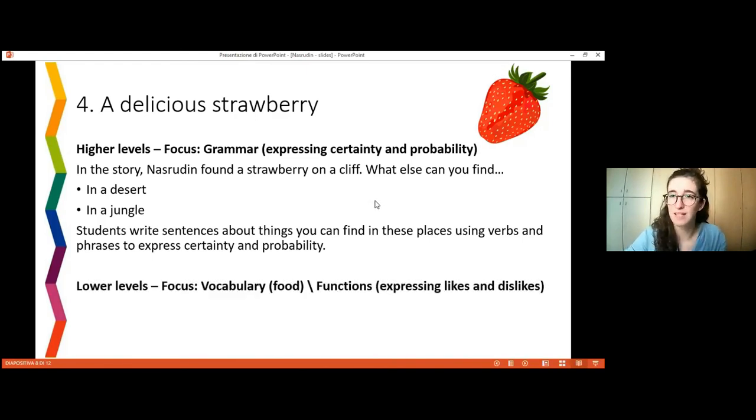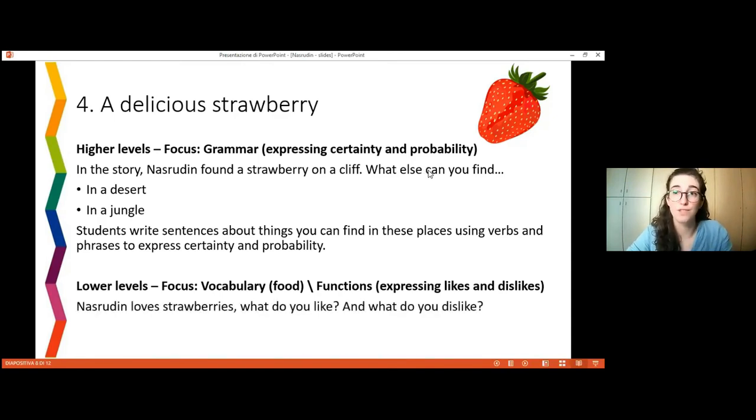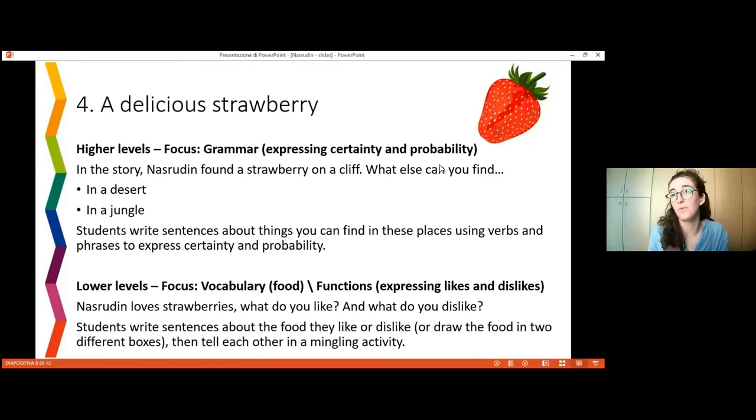And for lower levels, I chose a different focus. This focus is on vocabulary, so food, and functions, so expressing likes and dislikes. Nasrudin says that he loves strawberries. So my question to my students is, what do you like and what do you dislike? Students write or create sentences about the food they like or dislike. And if, for example, you have a class of tiny little kids and they don't know how to write yet, they can just draw the food that they like and dislike in two different boxes and then tell each other in a mingling activity. So again, be my students, tell me in the chat, what do you like, what do you dislike?